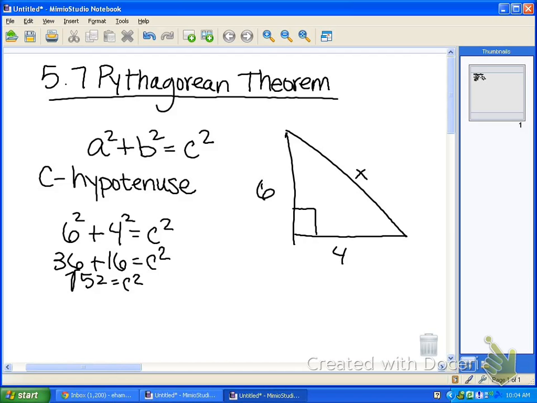36 plus 16 is 52. And I need to take the square root of both of them. Can I take the square root of 52? No. So I need to see if I can simplify this. Does 52 multiply by anything that's a perfect square? 4. 4 times what is 52? 13. What's the square root of 4? 2. And you can't take the square root of 13. So the answer is 2 times the square root of 13. Okay?